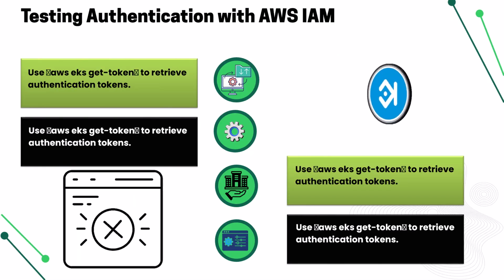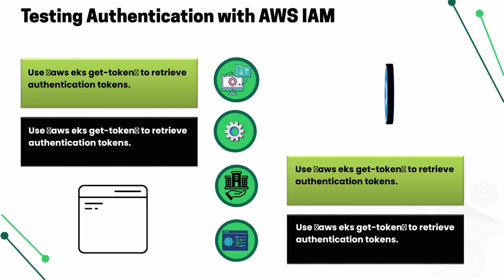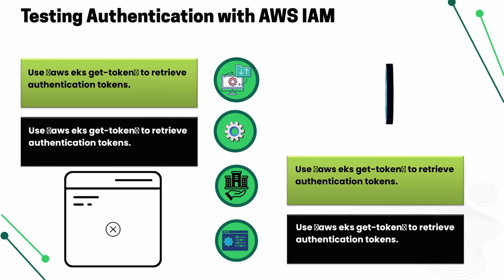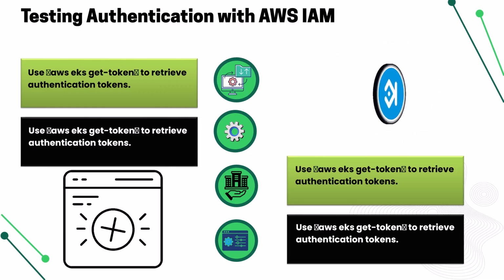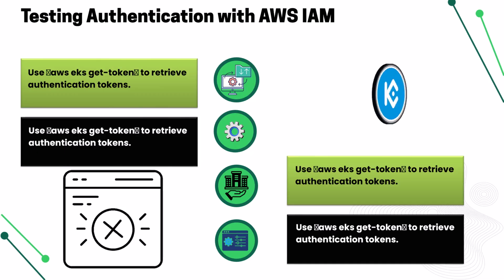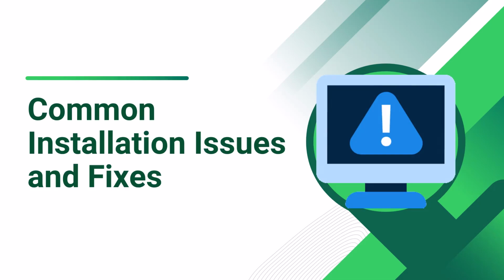Testing authentication is like making sure the car starts before a road trip. You don't want surprises halfway through. We'll grab our authentication token using aws eks get-token, then check connectivity with a simple kubectl get nodes. If things go south, check those IAM roles. And if something still isn't working, well, time to dig into the logs and make AWS CLI our best friend.